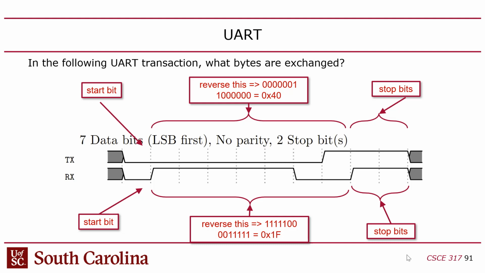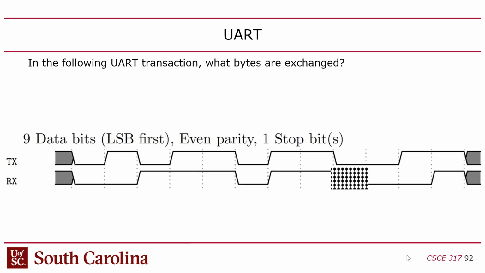Okay, and then, you know, stop bits are at the end. Okay, so here's another kind of question I'll ask you: what bytes are exchanged? Now, the thing about parity is that normally parity is used to detect errors. If the parity bit is inconsistent with the bits that are sent, like if it's an odd parity, you count the 1 bits and there's an even number of them, then there's a problem somewhere, right?